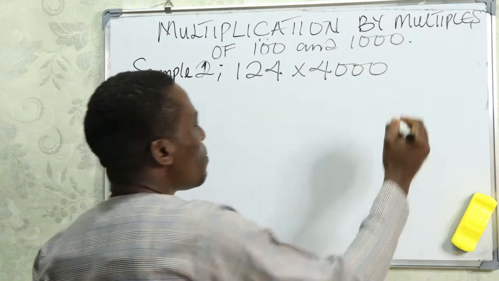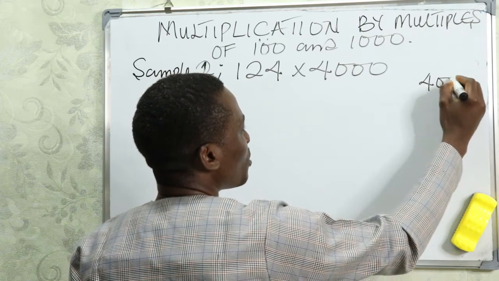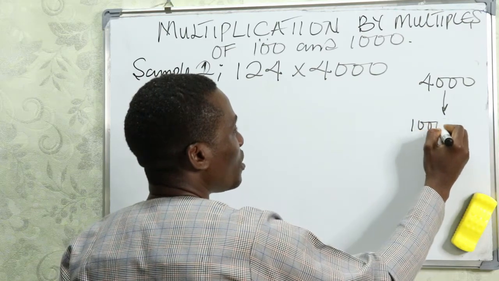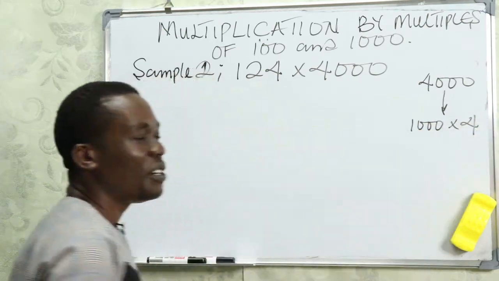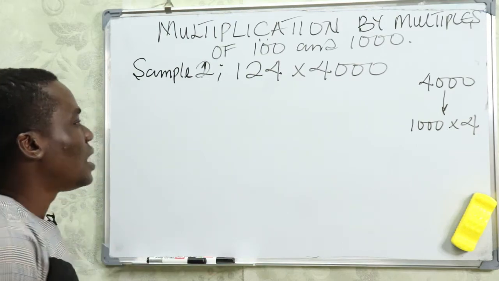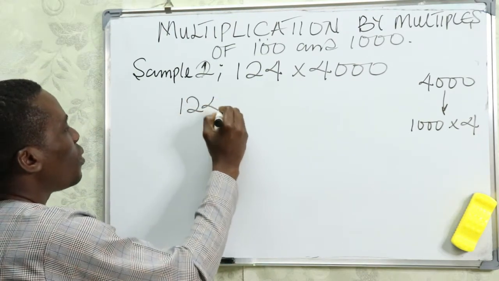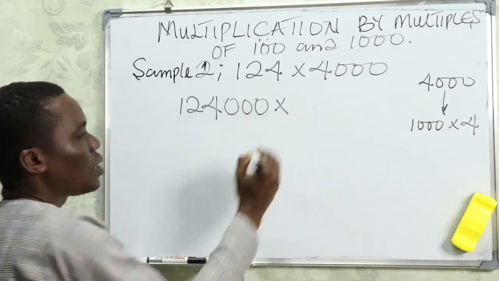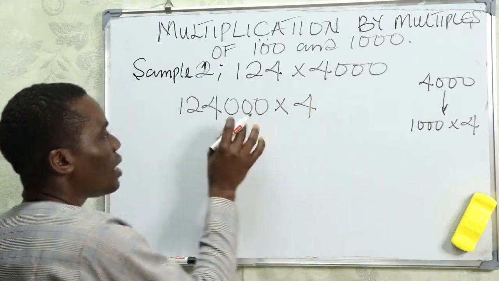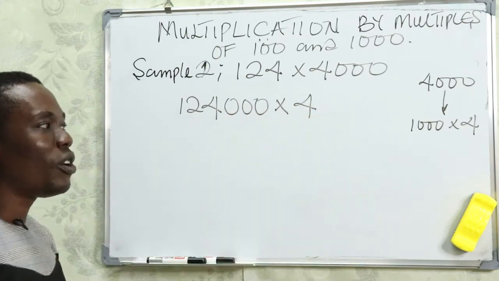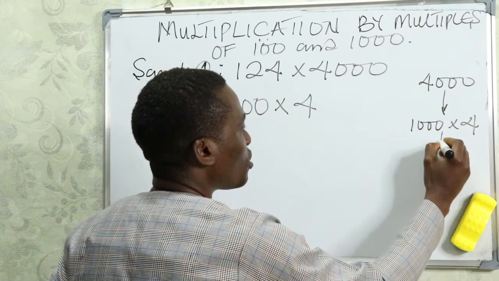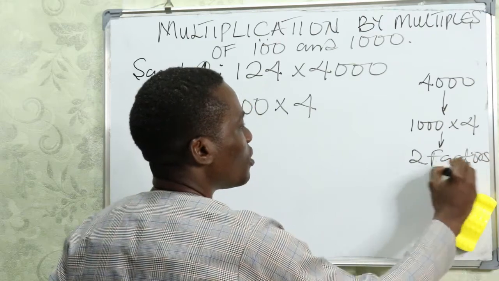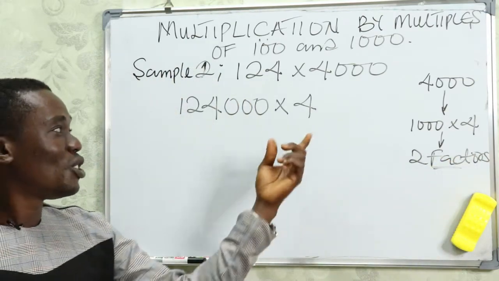Now let's look at this. Remember I told you, bring out 4000. 4000 has 2 factors, and that is what? 1000 times 4. Very good. Now you know what you do. Now you have your 124. Take these 3 zeros and put here. That is all. And then multiply that value you get by the other factors. These are the 2 factors of 4000. So you see how easy it is.